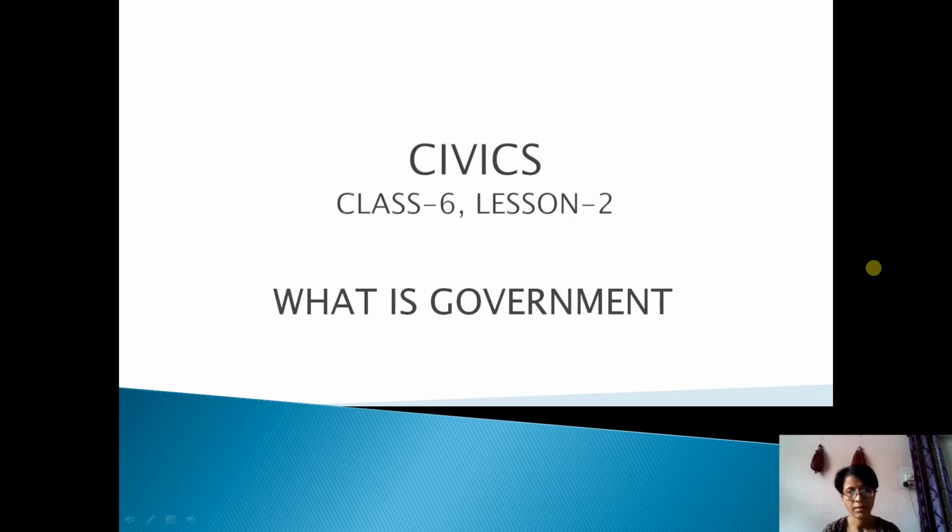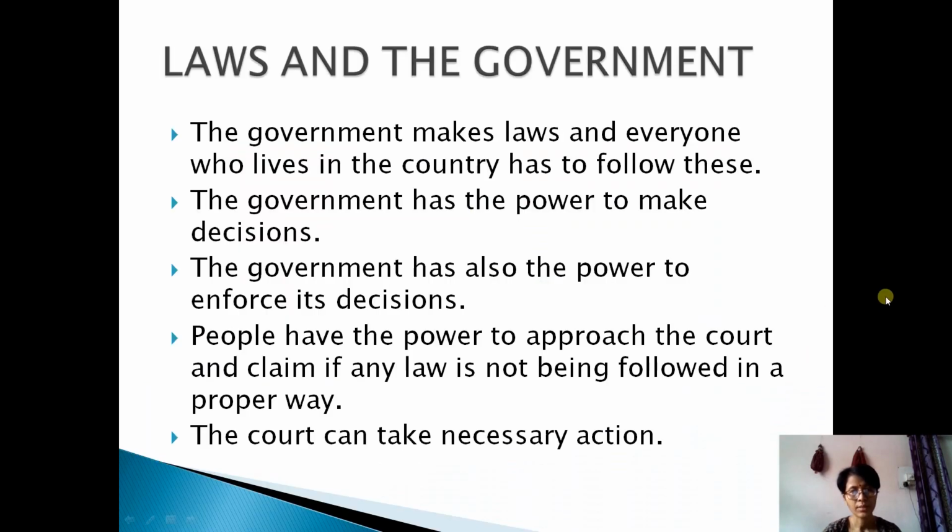Hello everybody. Today in Civics Class 6 Lesson 2, What is Government? I'm going to start Part 2. Here you have to learn about the laws and the government.